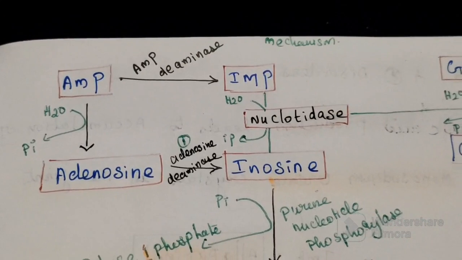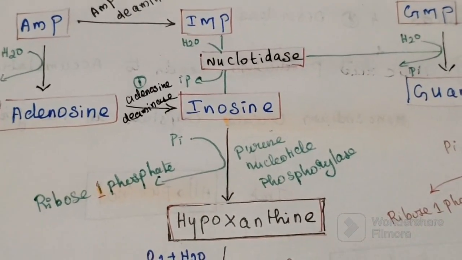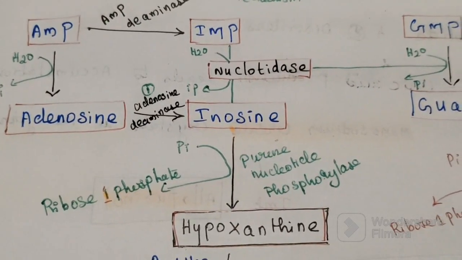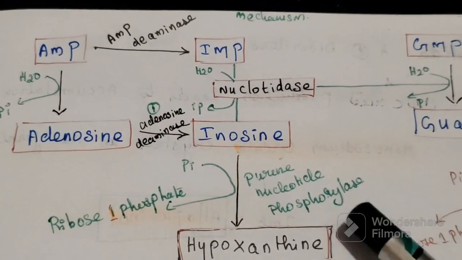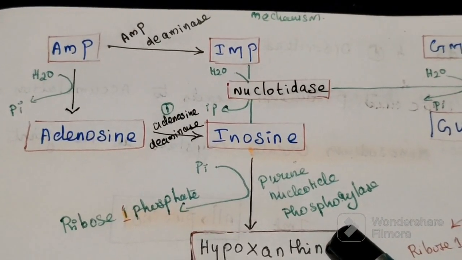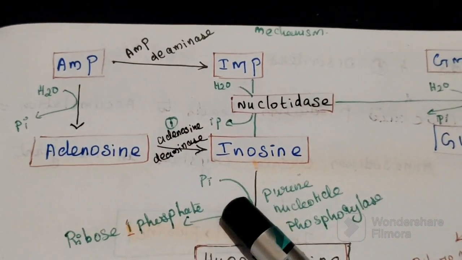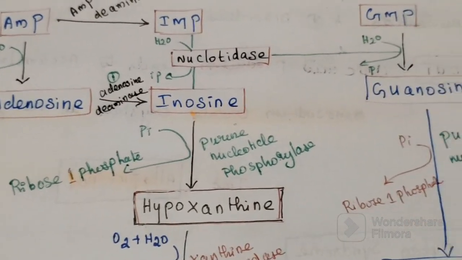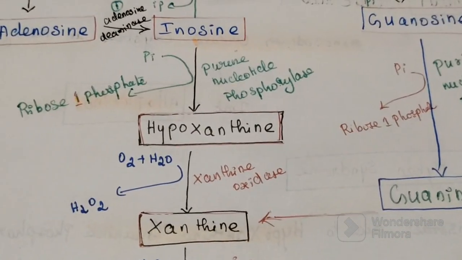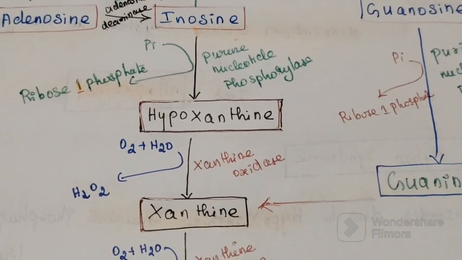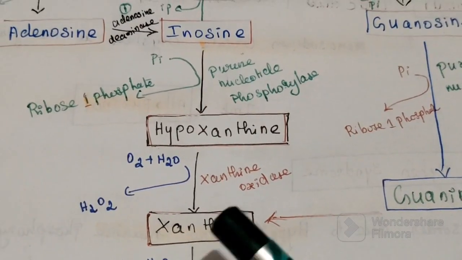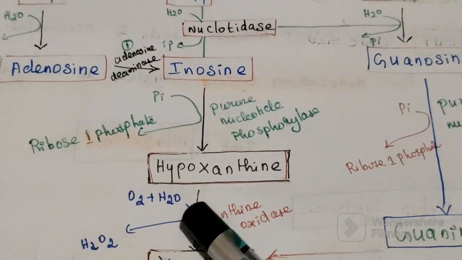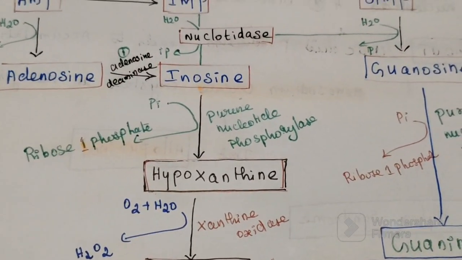Next, inosine is converted into hypoxanthine with the help of purine nucleotide phosphorylase, with release of inorganic phosphate and ribose 1-phosphate. Then hypoxanthine is converted into xanthine with the help of the enzyme xanthine oxidase. Here, oxygen plus water is converted into a free radical.